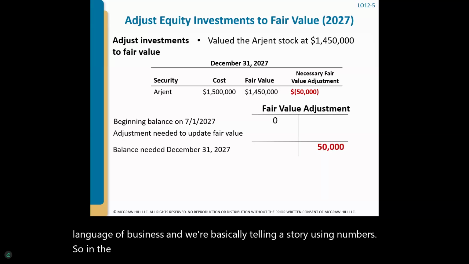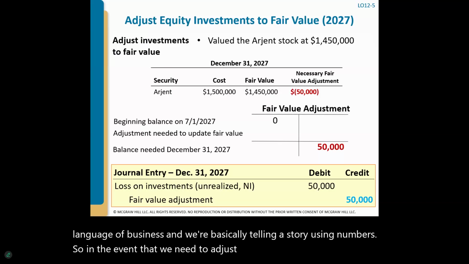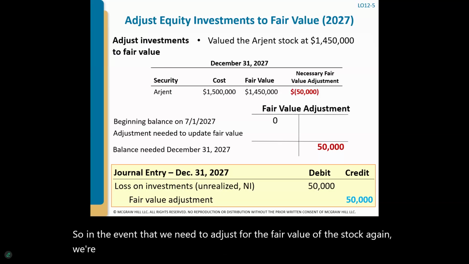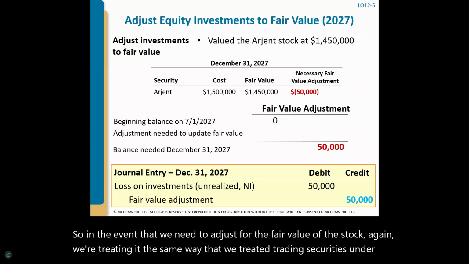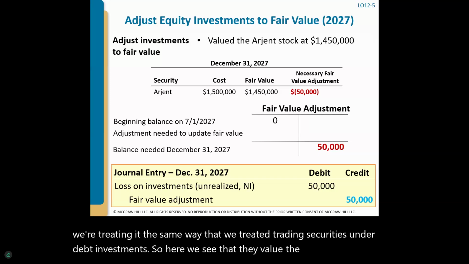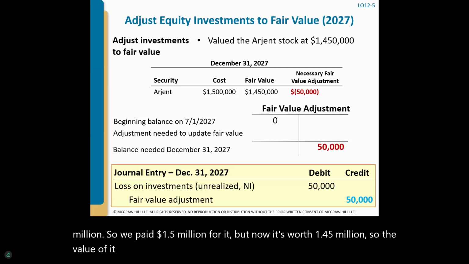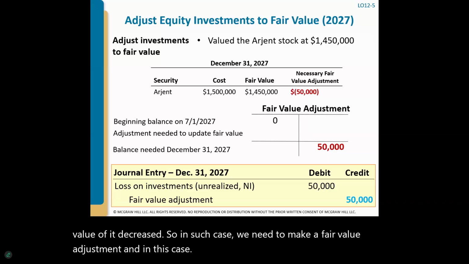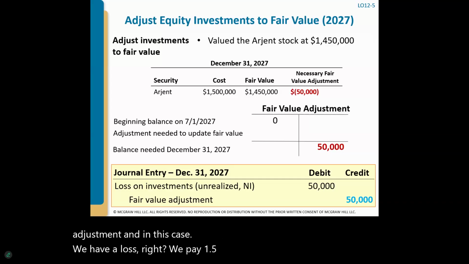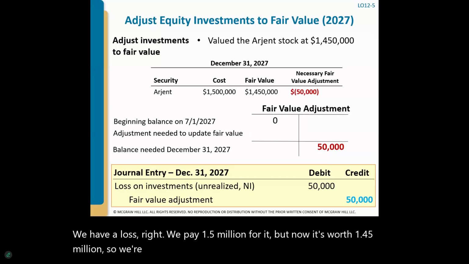So in the event that we need to adjust for the fair value of the stock, again, we're treating it the same way that we treated trading securities under debt investments. So here we see that they valued the Argent stock at 1.45 million. So we paid $1.5 million for it, but now it's worth 1.45 million. So the value of it decreased. So in such case, we need to make a fair value adjustment. And in this case, we have a loss, right? We paid 1.5 million for it, but now it's worth 1.45 million. So we're going to make an adjustment through our fair value adjustment account.